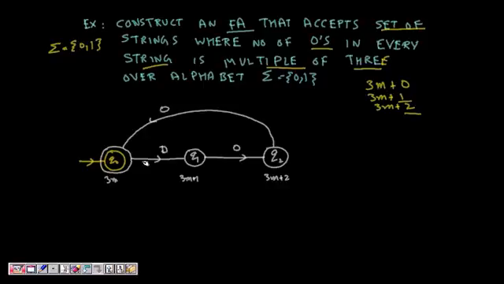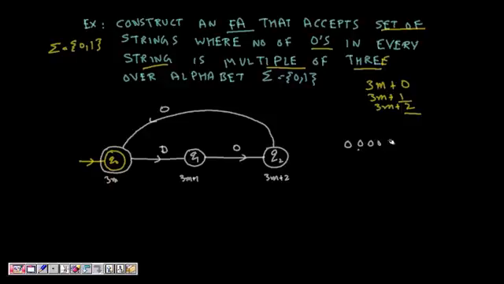So now what I have made is for 1 0. Let's see 2 zeros. From Q0 I see 1 0, I go here. Next 0, I go here. So Q2, which is of the form 3m plus 2 where m is 0.